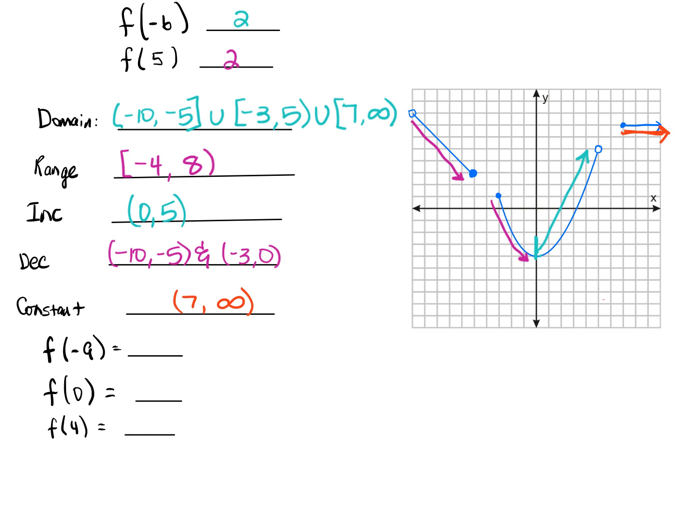Lastly, you're finding f of -9, f of 0, and f of 4. So the first one, f of -9. What is your y value when x is -9? When x is -9, it is this ordered pair here. So what is y? 7. For f of 0, what y value do we have when 0 is x? -4. And lastly, when x is 4, what is y? 2.